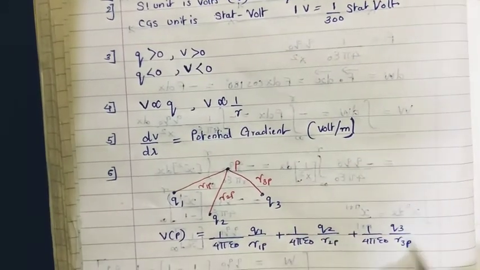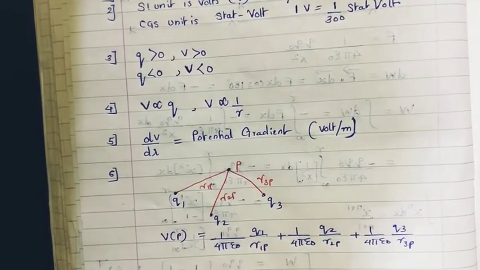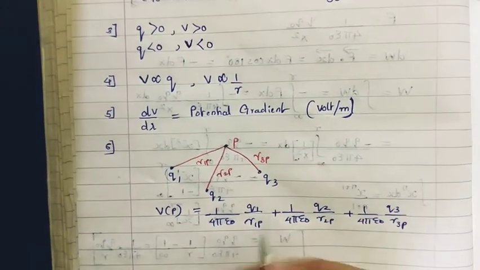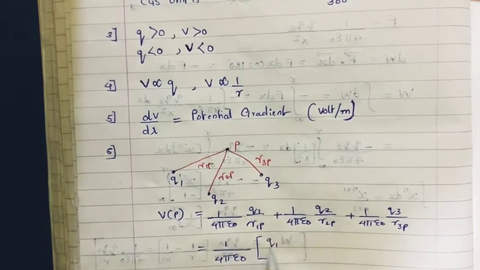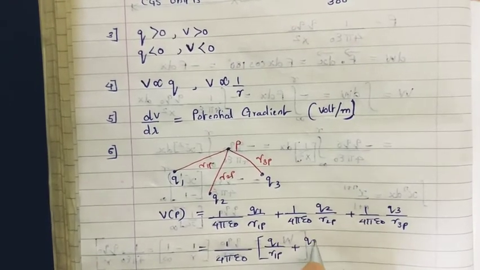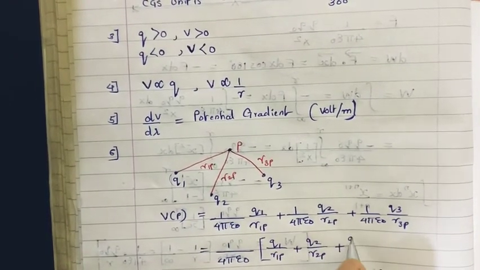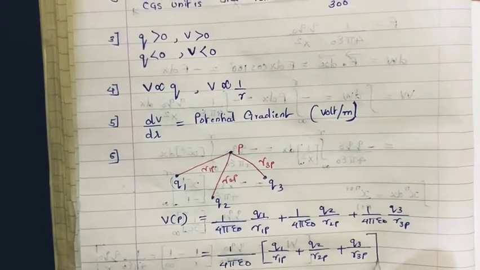So there are n number of charges. These terms will go on and on till n terms. Okay, so now 1 upon 4 pi epsilon naught is common over here. So what will remain? Q1 upon R1P plus Q2 upon R2P plus Q3 upon R3P.